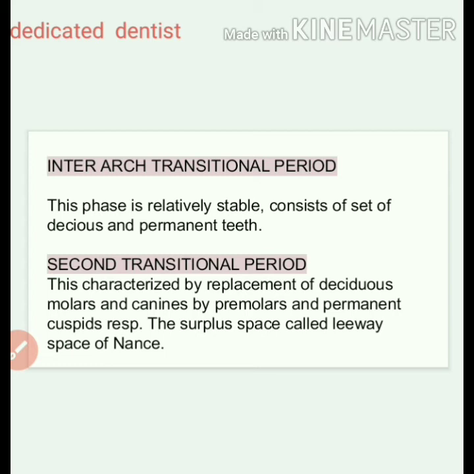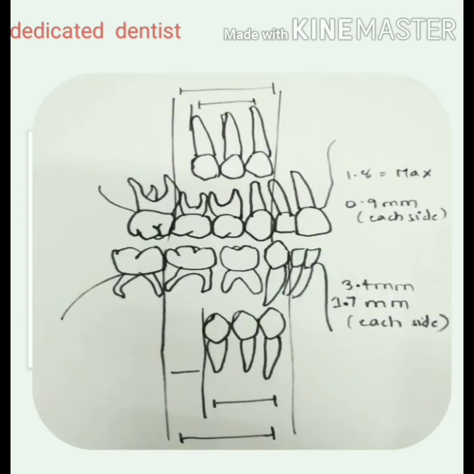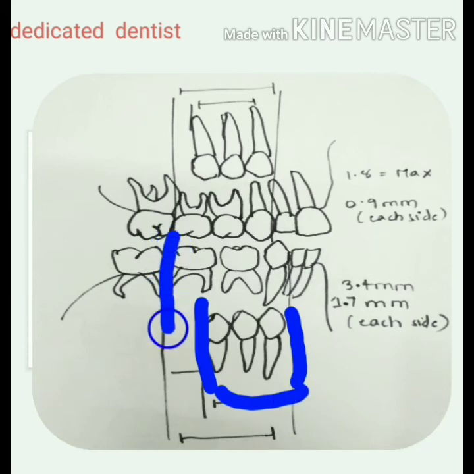So, this is how they adjust. Now, how will these teeth adjust? It is because there's this surplus space called leeway space of Nance. You see how here the permanent canine and premolars, their combined width is still less than the deciduous molars and deciduous canines. Hence, they fit into that space, and there's this surplus space present that we call leeway space of Nance, which is 3.4 mm in the mandibular arch, 1.7 mm on each side, that is third and fourth quadrant.